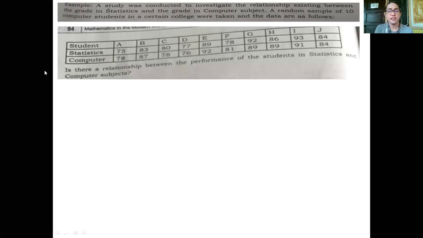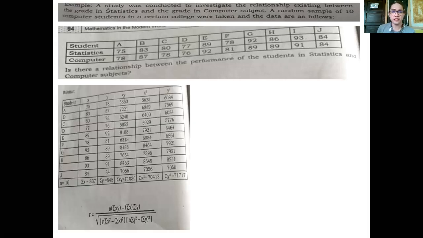A study was conducted to investigate the relationship existing between the grade in statistics and the grade in computer subject. A random sample of 10 computer students in a certain college were taken, and the data are as follows. So as you can see, we have the data there. So your problem now is: is there a relationship between the performance of the students in statistics and the computer subjects?